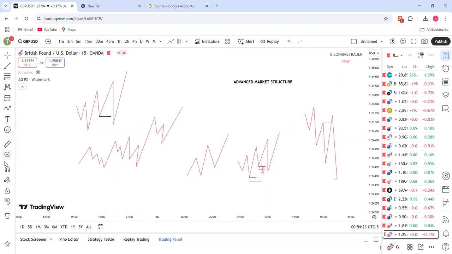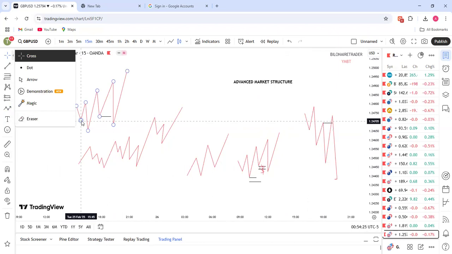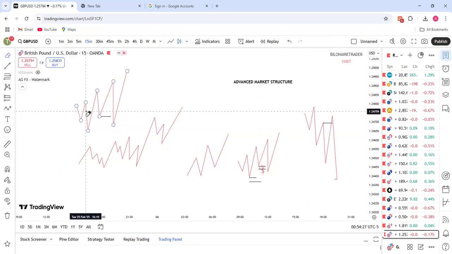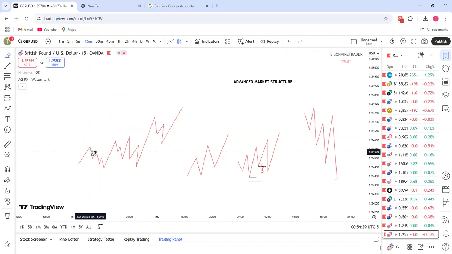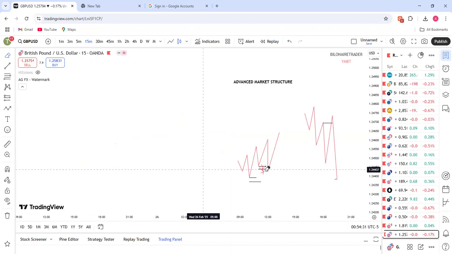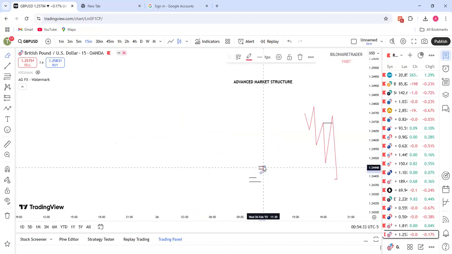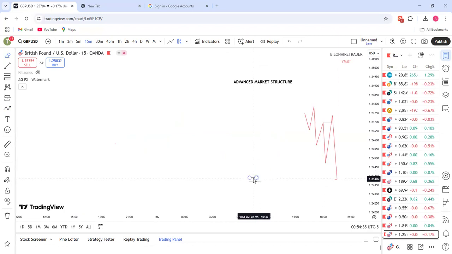Right. So let's look at the charts. Let's see some chart examples of all of this so that it can be clearer to us.